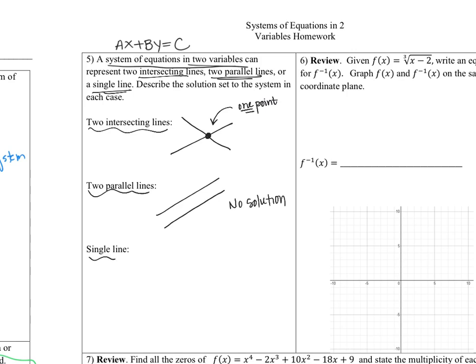Now if it's a single line and it was a system, that means that it's the same line. So sometimes you might draw that as a line on top of another line. And for that one, we're going to have an infinite number of solutions. The reason you could see why is because they're going to intersect everywhere. So every point that's on the line is a solution to the system because it satisfies, of course, both of those.